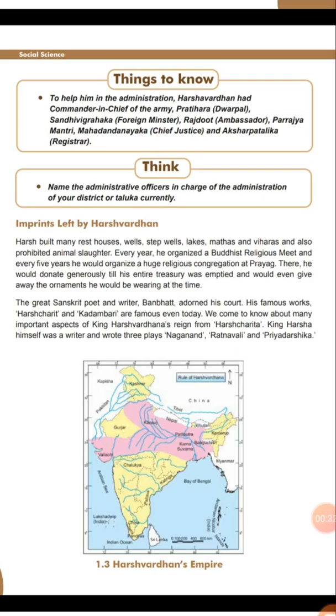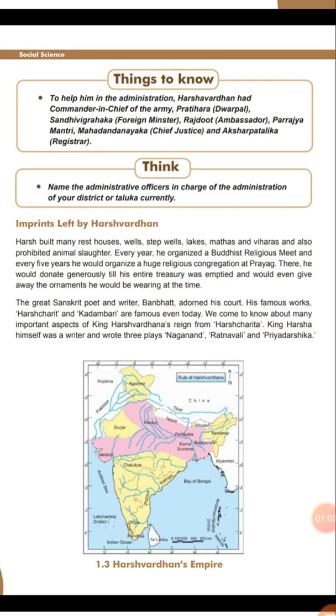Okay, number two. Number three is Sandhi Vigrahaka. That is the foreign minister. Foreign minister means the ministry who handles the external affairs, who's responsible for the conduct of foreign relations, all that. Okay. Then it is Rajdoot. That is ambassador. What is an ambassador? Ambassador is a person who represents your country, right? That is a Rajdoot, ambassador.